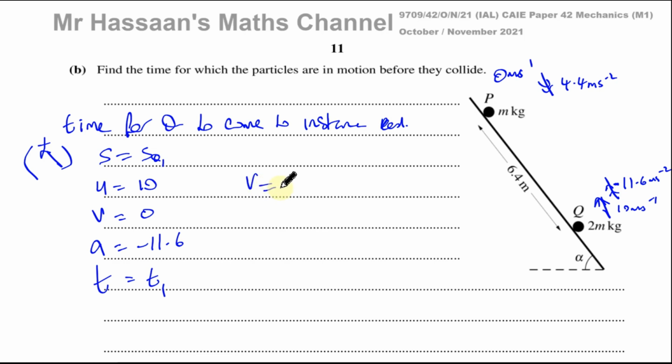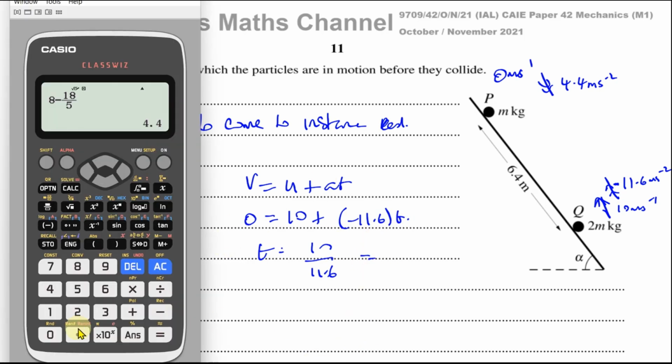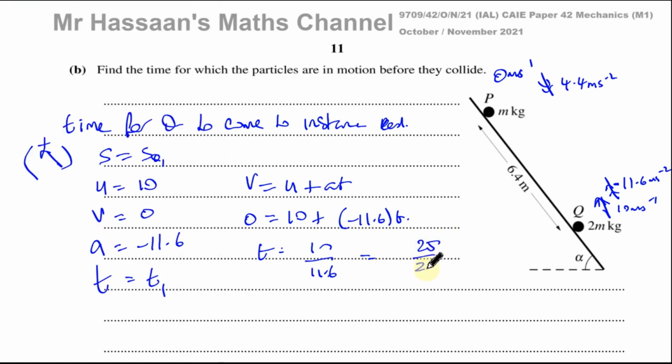So we have V, U, A, and T. We can use this nice, easy formula: V equals U plus AT. The final velocity is 0, initial velocity is 10, plus acceleration, minus 11.6, times T. So we end up with T equal to 10 over 11.6, because you add this to both sides and then divide by 11.6. 10 divided by 11.6 gives you 25 over 29. Let's leave it as 25 over 29 seconds. That's T1.